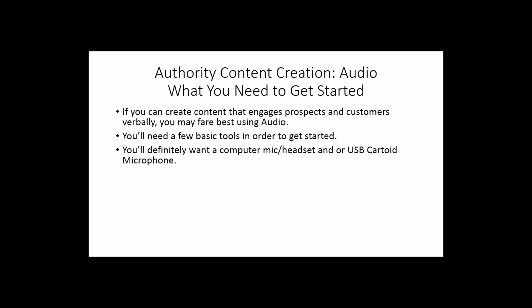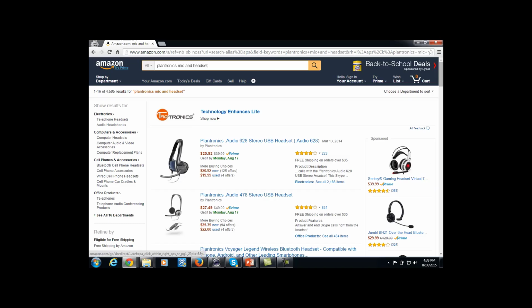Now, you'll definitely want a computer mic and headset and/or a USB cardioid microphone. Now, these items do not have to be super expensive. If you do a simple search inside of the Amazon website, you'll notice that there is a Plantronics audio, I think it's a 628. You'll see that it's a general headset. This is just fine to be able to create audio using your personal computer, whether you use a Mac or an actual PC.